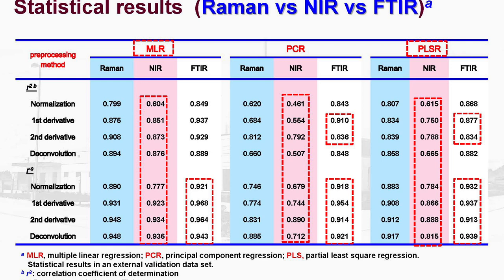And this is a statistical result of three different spectroscopic methods. Regardless of spectroscopic method, multiple linear regression models and PLSR models produce the best predictive accuracies and the lowest prediction errors. But PCR models, compared to other methods, produce very poor predictive accuracies.